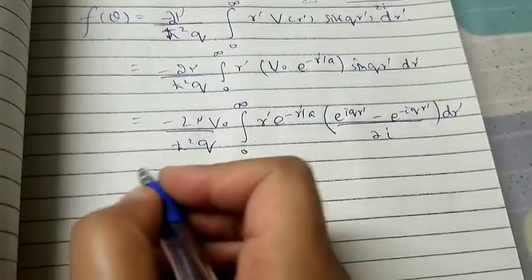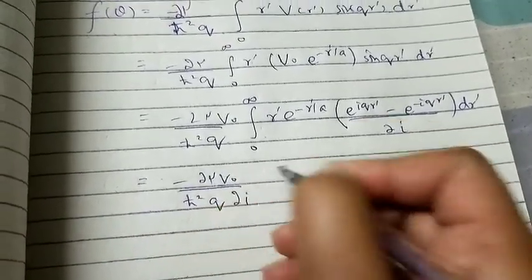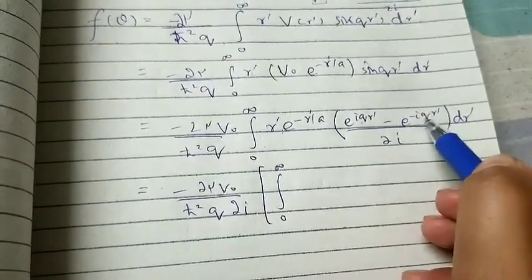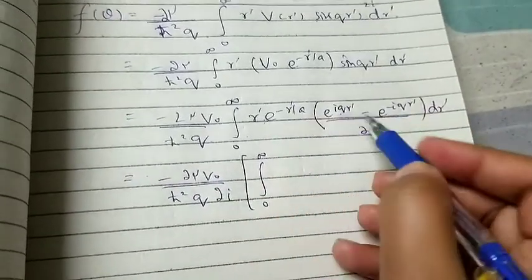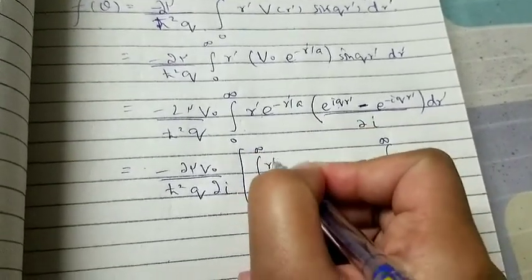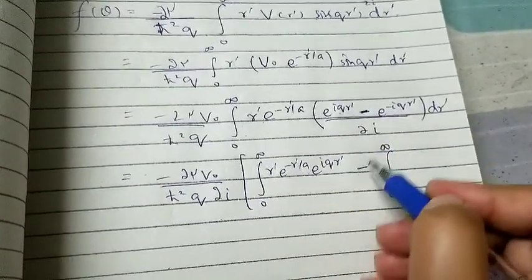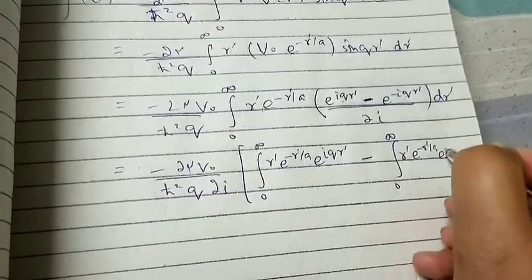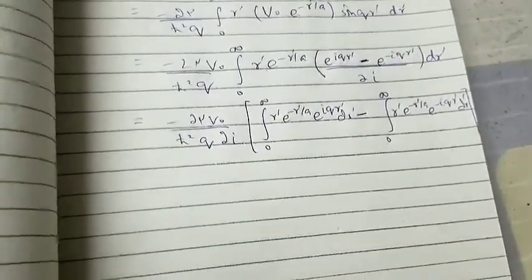And dr prime as it is. For some more simplification, 2 iota will come out of the integral, and I'm multiplying this quantity with this and this with this, and I'm separating the integral into two parts because the negative sign is there. So negative, 0 to infinity r prime, firstly this term will come with the negative sign, and then the other integral will come with this. Now we need to find out this.